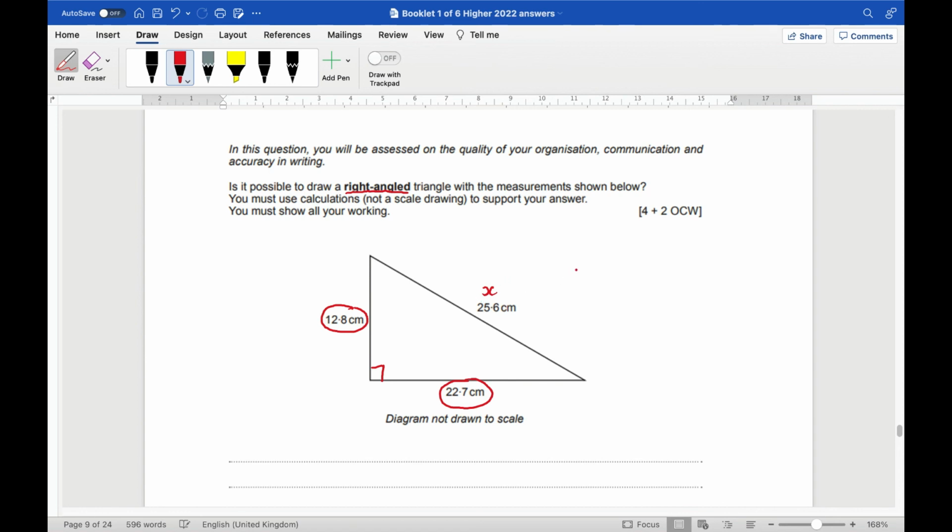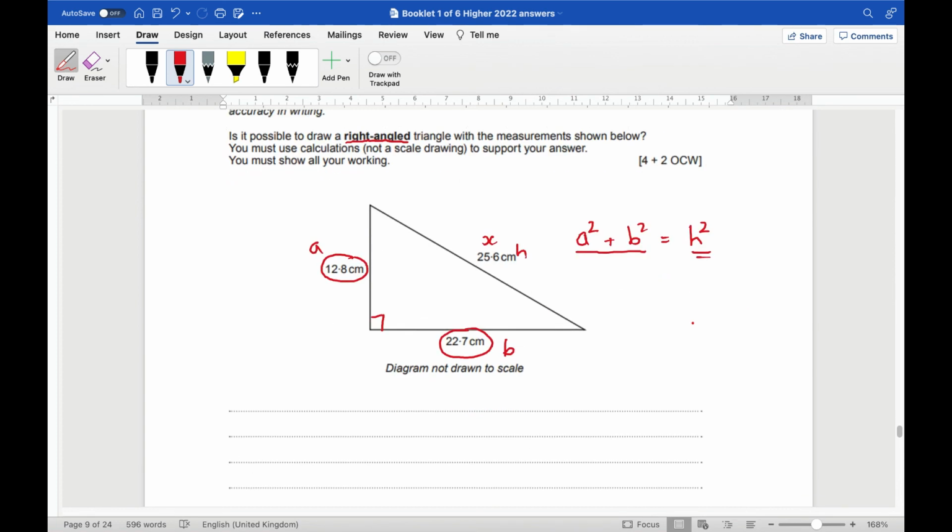Because for it to be a right angle triangle, basically a squared plus b squared would have to equal the hypotenuse, the big side, squared. So if those squares do not add up to that, then it's not. But you could do it, like I said, you could use your trig and check if the answer is 25.6 once you square root it and just say yes or no.